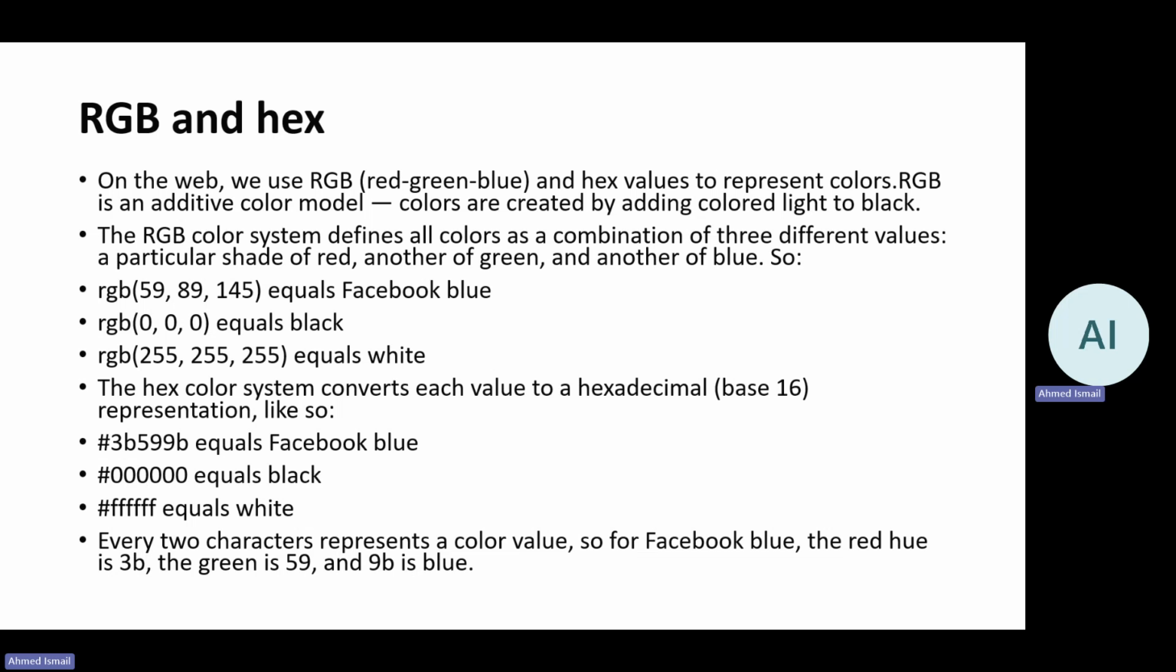So RGB is an additive color model. Colors are created by adding colored light to black. Okay, so it uses a mechanism of adding colored light to black, so the colors appear. The RGB color system defines all colors as a combination of three different values: a particular shade of red, another of green, and another of blue.